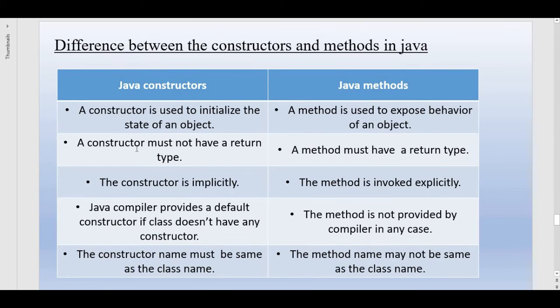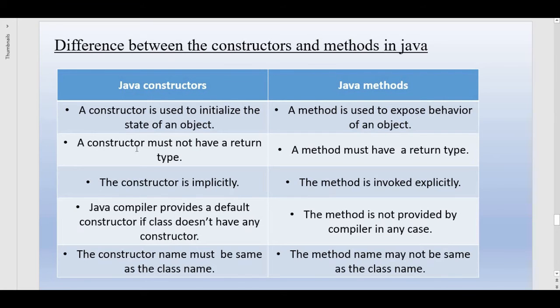The Java compiler provides the default constructor if the class doesn't have any constructor. If the class doesn't have any constructors, the Java compiler automatically provides the default constructor. A method is not provided by the compiler; the Java compiler does not automatically provide methods to the program.